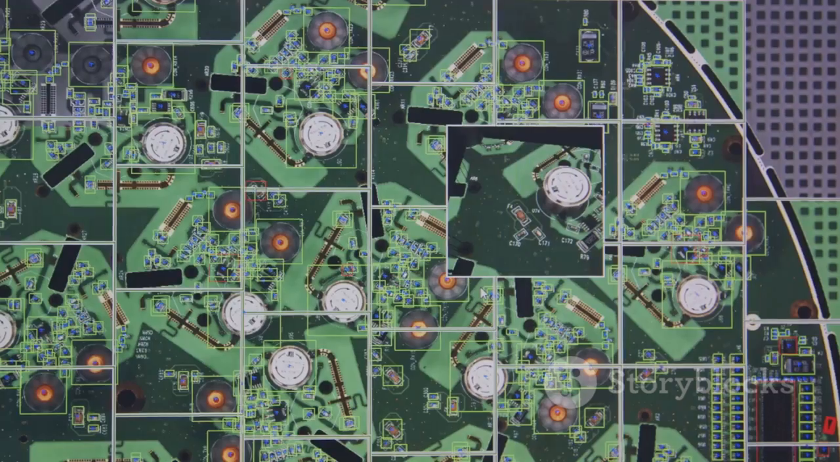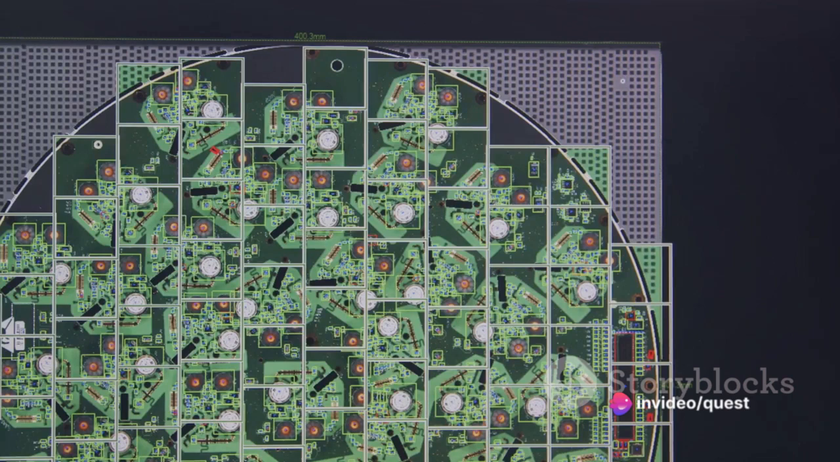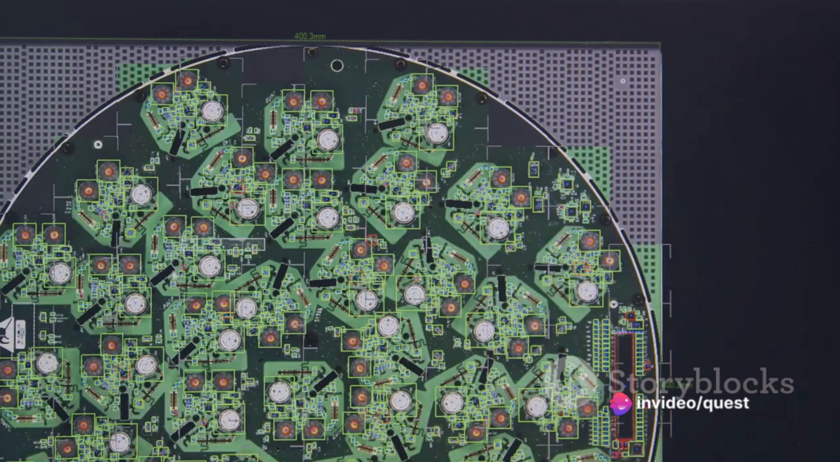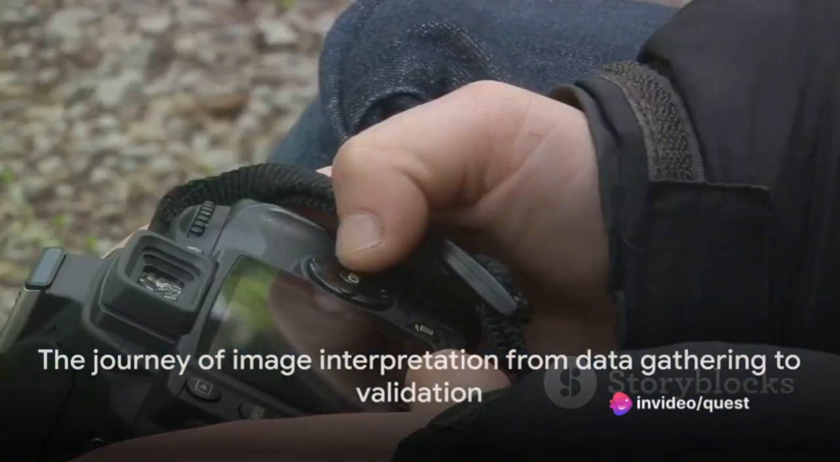The final step is validation. This is where all the previous steps are checked and double-checked to ensure that the interpretation of the image is accurate and reliable. It's like conducting a final inspection of your building to make sure everything is as it should be. Following these steps ensures accuracy and reliability in the interpretation process.